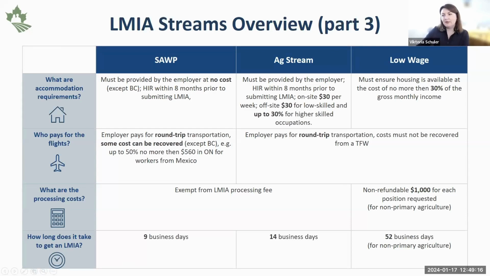And the very last one, I just checked it this morning. The processing times are updated, and they're more or less within what it is. So stop in 9 business days, extreme 14 business days, low wage 52 business days. Yes, so it's a lot, unfortunately.